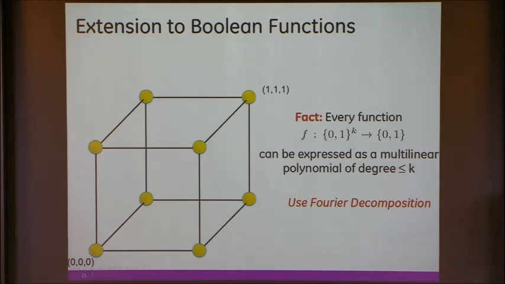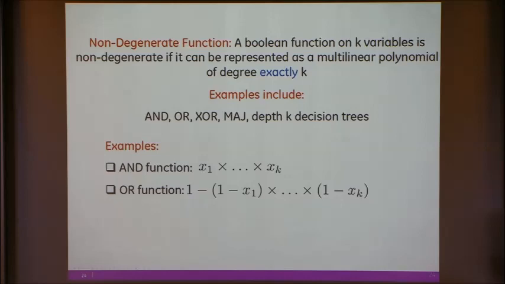Just a quick definition. We look at Boolean functions on k variables, and we call one non-degenerate if it can be represented as a multilinear polynomial of degree exactly k. Every Boolean function on k variables can be represented as a multilinear polynomial of degree at most k, but we focus on exactly k. Almost all the interesting Boolean functions you can think of, except juntas, fall under this: AND, OR, XOR, majority, decision trees, and so on.